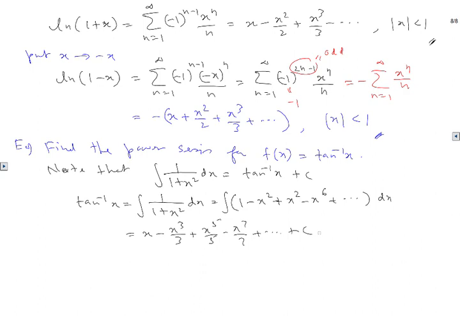As before, just plug in something that you know. So let x equal 0, then tan inverse 0 equals 0. So this implies c equals 0. So that means finally we're going to get tan inverse x is simply equal to x minus x cubed over 3 plus x to the 5th over 5 minus, like that.